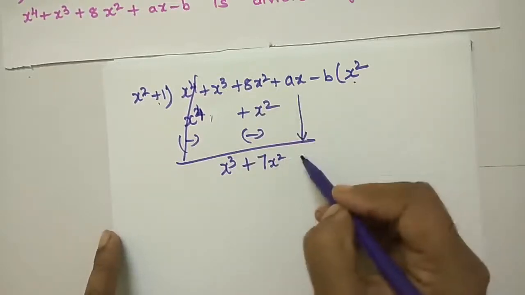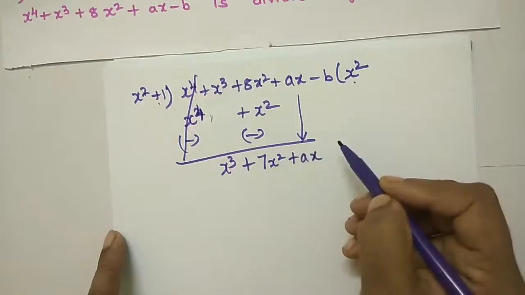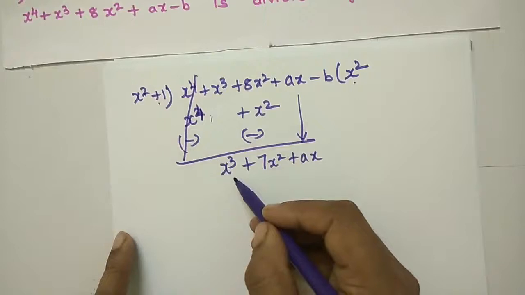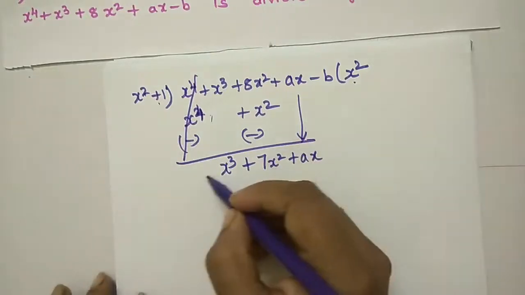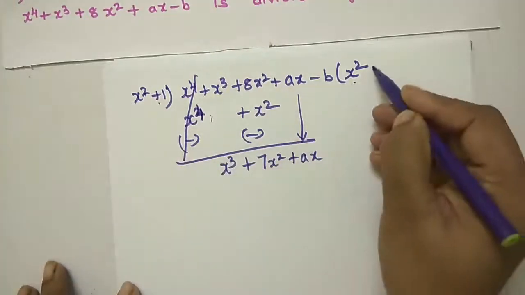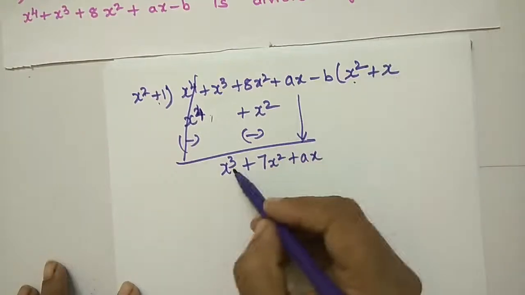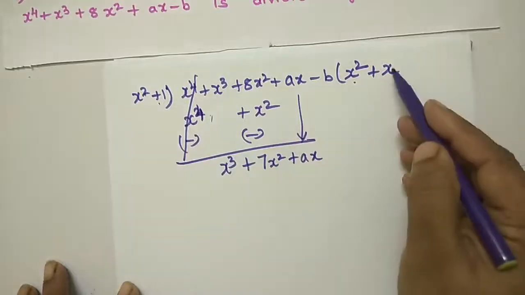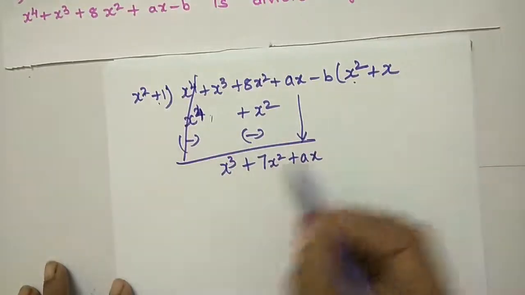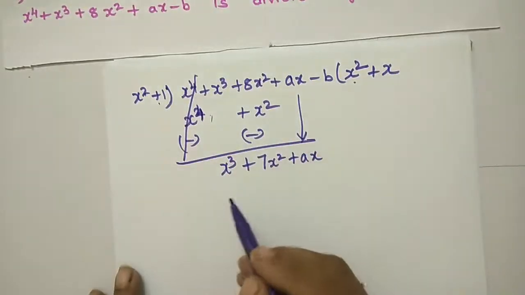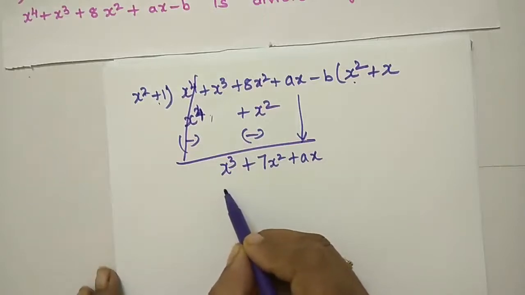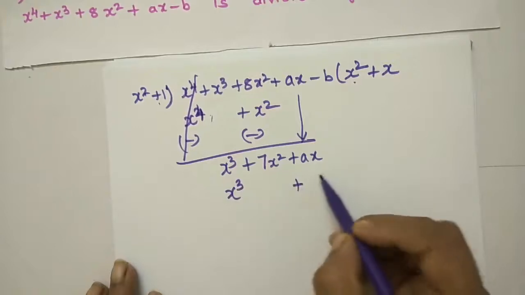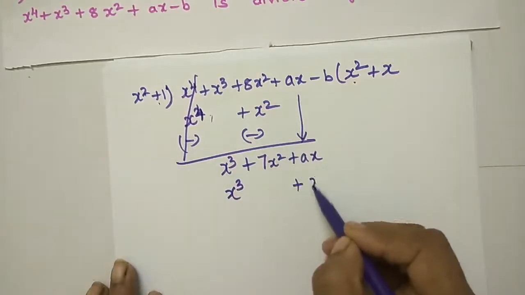Now bring this ax here. Okay. Here x square is there, here x cube is there. Sign is plus, here plus. So plus x, because to 2 if you add 1 you will get 3, is it not? So I have written x. X square into x is nothing but x cube. Now multiply with g of x, you will get x cube plus x into 1 is nothing but x, is it not?